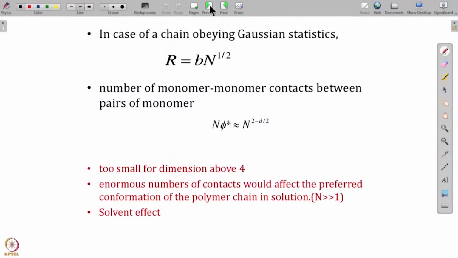So we know this, let us see the Gaussian chain, but now we are going to talk of monomer contacts and monomer interaction. The number of monomer contacts between two things can be shown. I had a proof of that, I don't know why that disappeared. Okay, so phi star is the number of contacts.